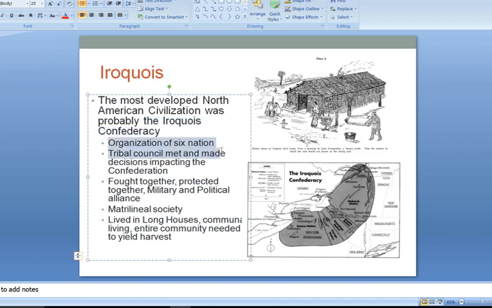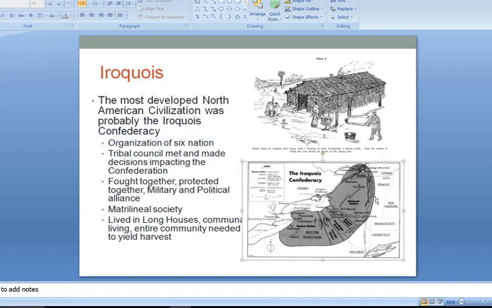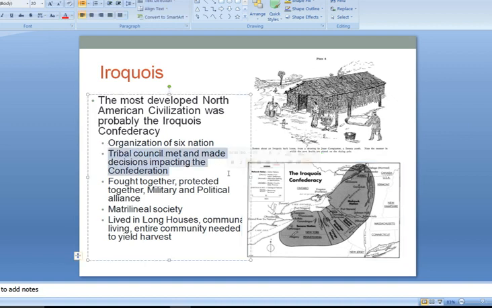Okay, the Iroquois Confederation made up six different tribes. You have the Mohawk, the Oneida, the Onondaga, the Cayuga, the Seneca, and then later the Tuscarora come in down here. They were a transport tribe that came from further down south. They had a tribal council that met and made decisions for everybody. They would fight together, and they had military and political alliances.